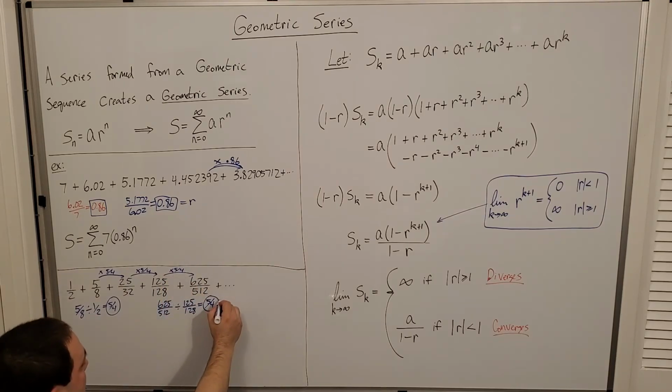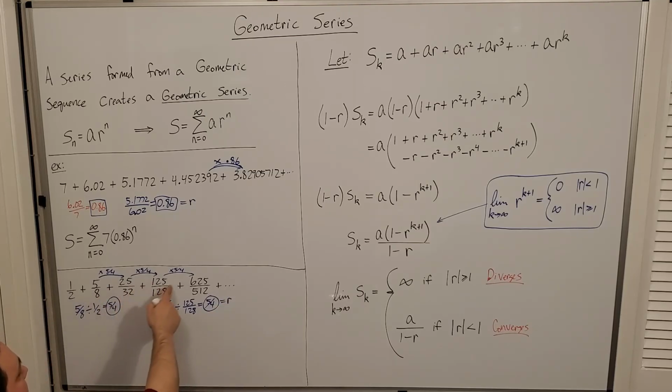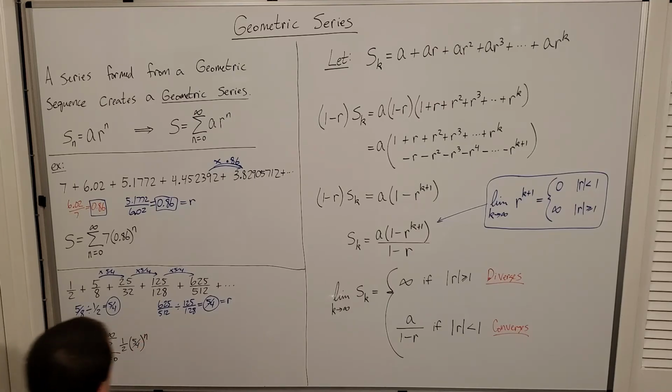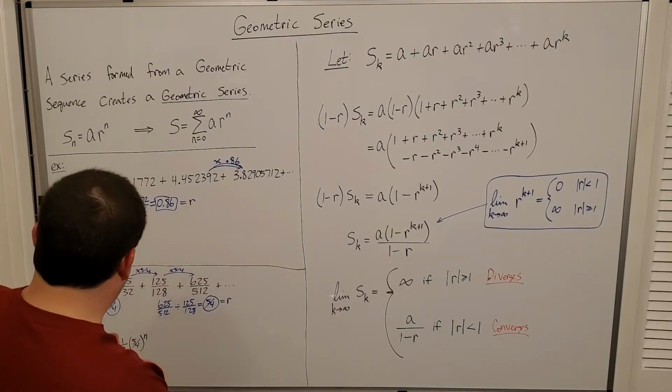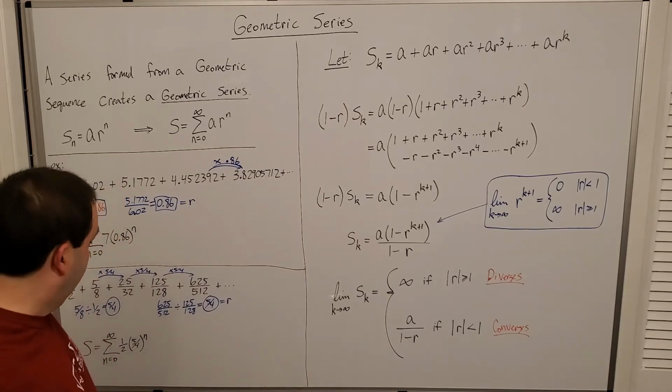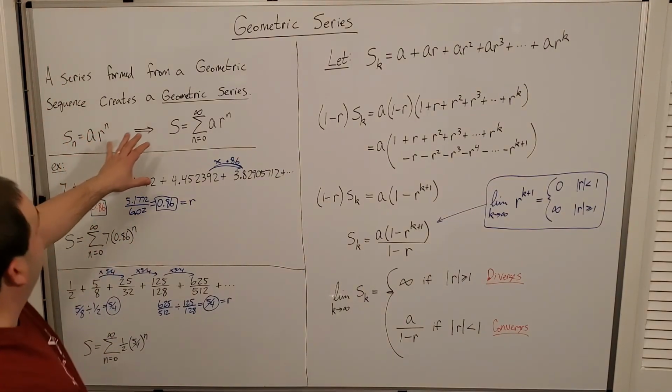So 5/4 is my R. It's constantly being multiplied to get from one term to the next. And my beginning term is the 1/2. So for this guy right here, S equals the sum, n equals 0 to infinity, 1/2 times 5/4 to the n. And that's how we're going to represent these in sigma notation as geometric series, right?